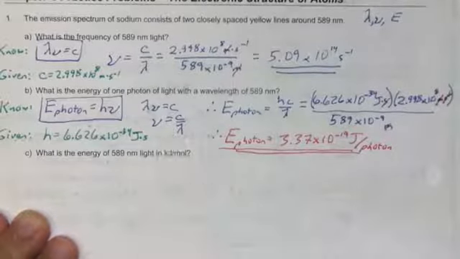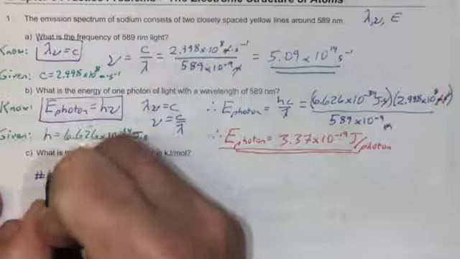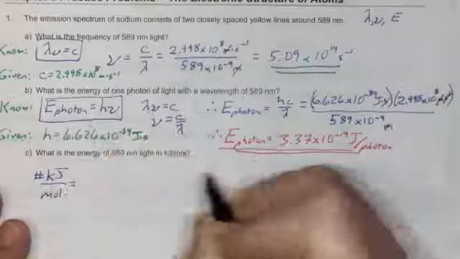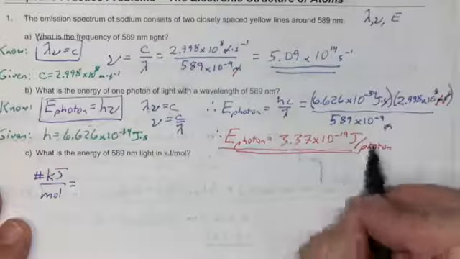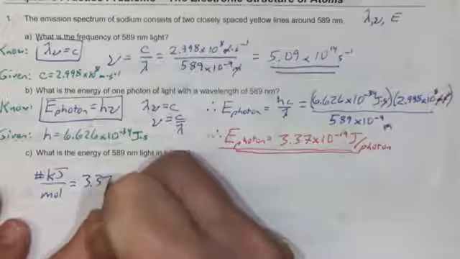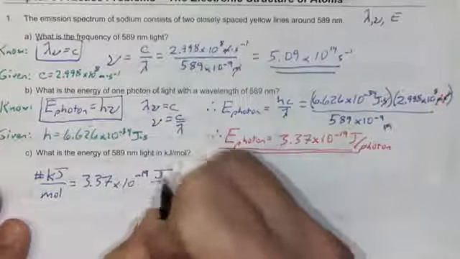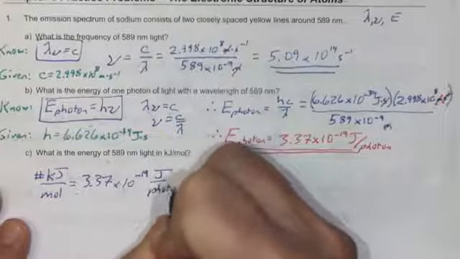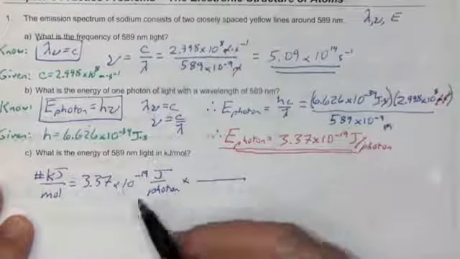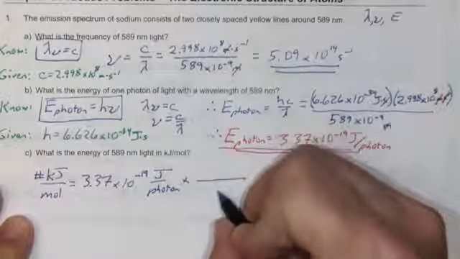Well, let's do this as dimensional analysis. I'm going to write down what I want to know. I want to know the number of kilojoules per mole, and I'm going to start with the energy in joules per photon. It's equal to 3.37 times 10 to the negative 19 joules per photon. And the first thing that I'm going to do, I don't want it in joules per photon, I want it in joules per mole. So I'm going to put photons in the numerator and mole in the denominator.